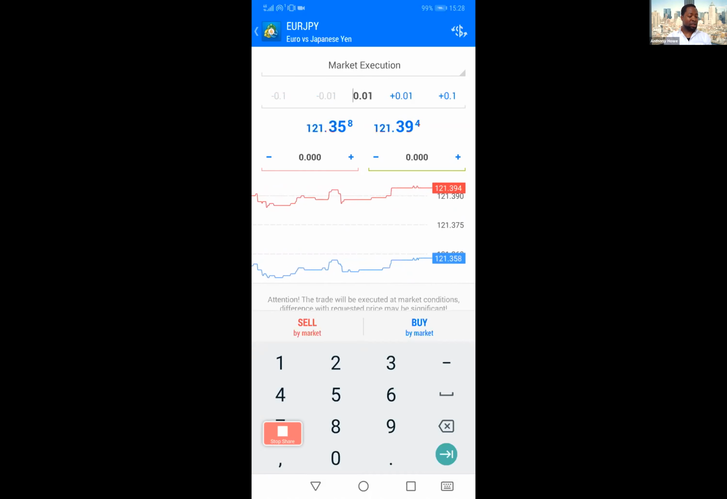So for 30 cents, the lot size is 0.03. I hope you guys are getting this, because it's important that you put in the right lot size so you're not risking too much money or risking more money than you intended on risking, okay? So it's important that you get the lot sizes right.